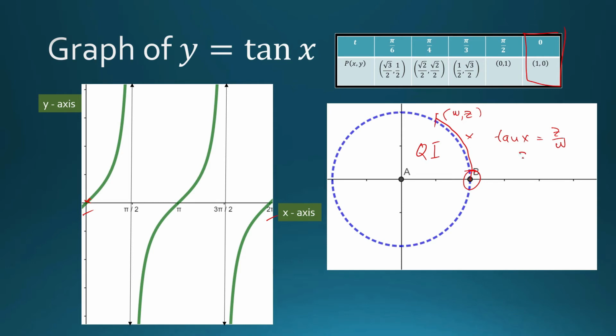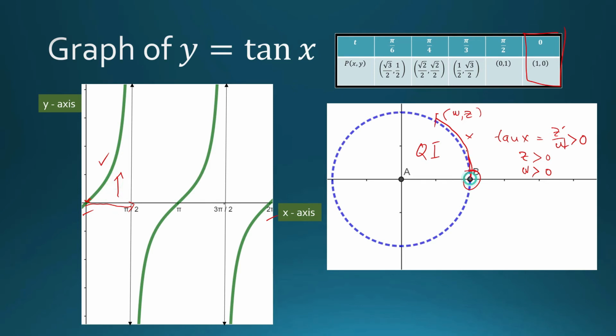But in the first quadrant, z is positive. The second coordinate of your point is positive, and the first coordinate of your point is also positive. And so this thing, z divided by w, the second coordinate divided by the first coordinate, is going to be positive. That is why our curve in the first quadrant, 0 to pi over 2, is above the horizontal axis.